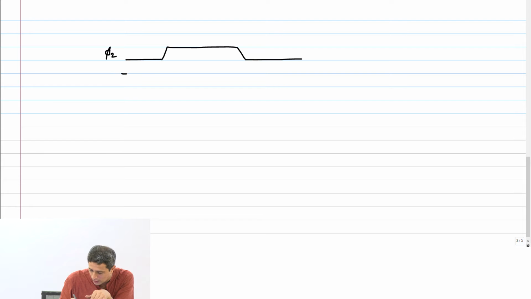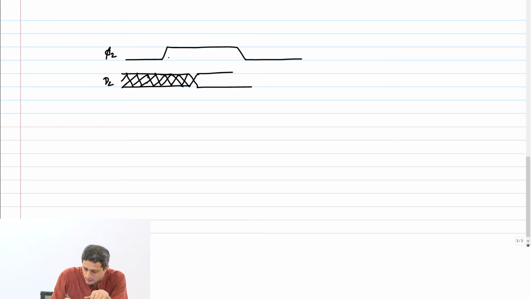D2 was allowed to change somewhere here. This is all contamination delay and indeterminate states. This time after phi 2 rises is called T borrow.